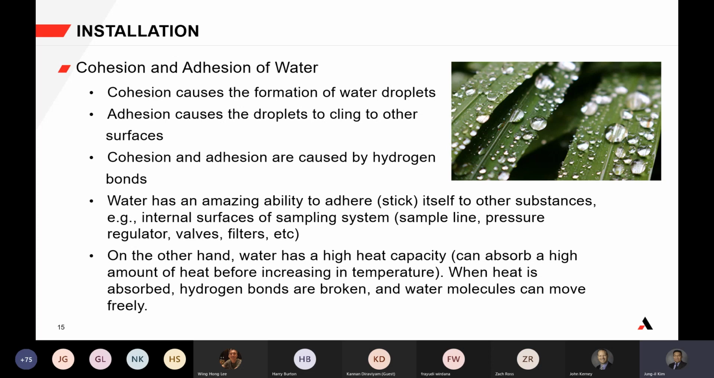On the other hand, water has high heat capacity. It can absorb a high amount of heat before increasing in temperature. When heat is absorbed, the hydrogen bonds are broken and water molecules can move freely. This is readily observed in sampling systems where sample temperatures vary with ambient temperature conditions. Water stuck to the internal surfaces of the sampling system is released or dissolved with an increase in ambient temperature. And this is shown in a pattern and variation of reading between day and night.